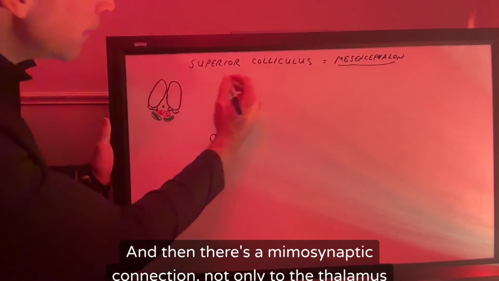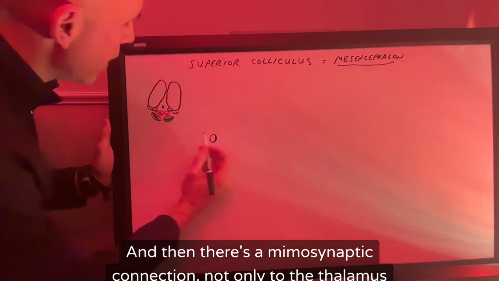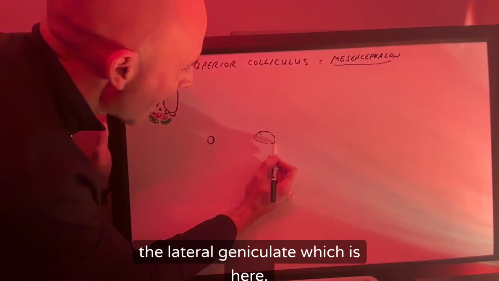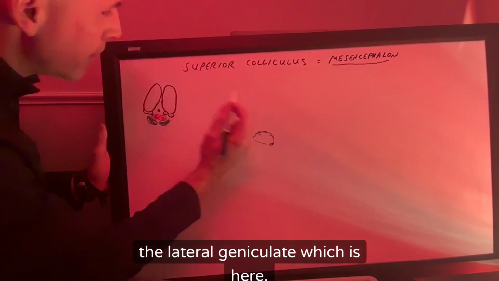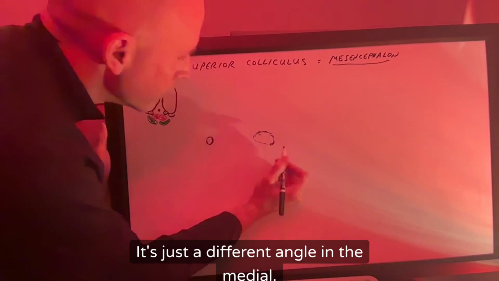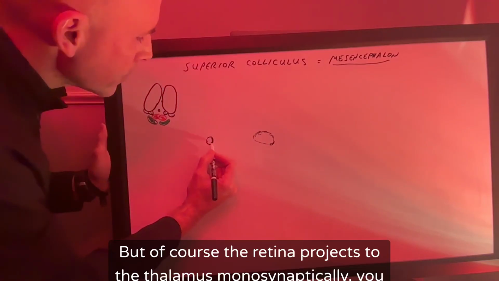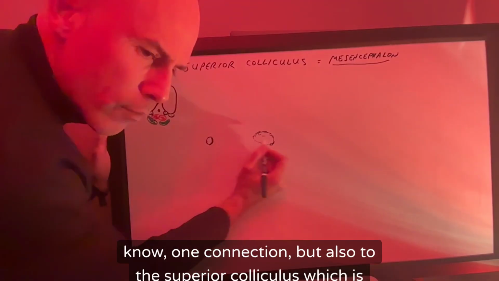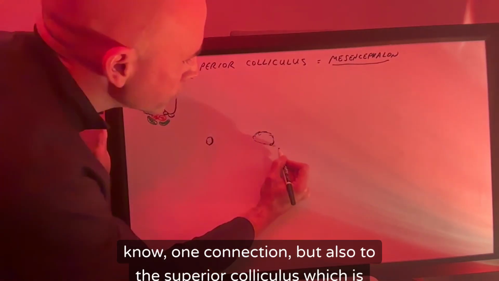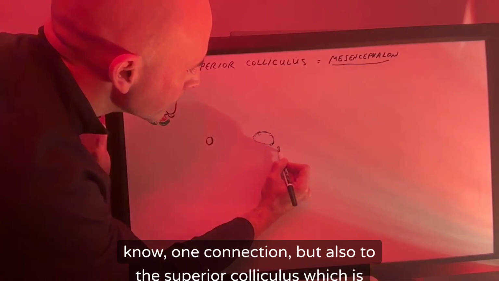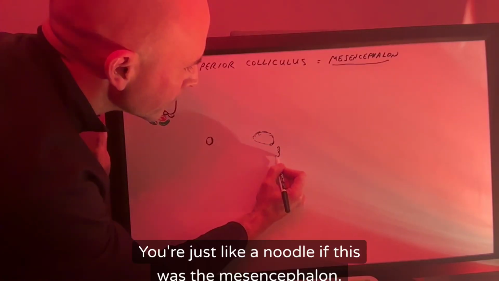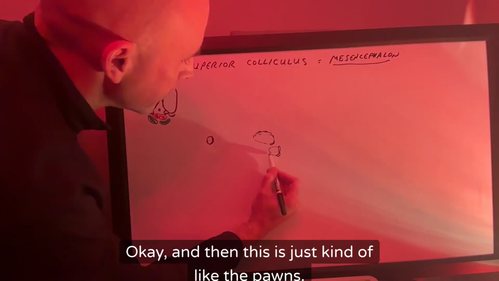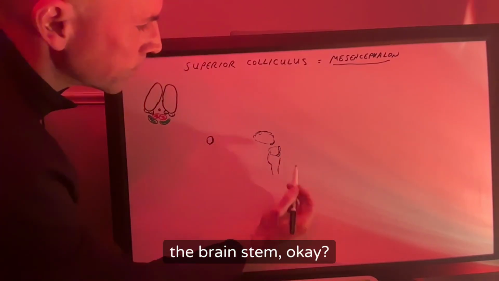And then there's a monosynaptic connection, not only to the thalamus here, the lateral geniculate, which is here, just a different angle, and the medial, but of course, the retina projects to the thalamus monosynaptically, one connection, but also to the superior colliculus, which is like this. They're just like a noodle. If this was the mesencephalon, okay? And then this is just kind of like the pons, the brainstem, okay?